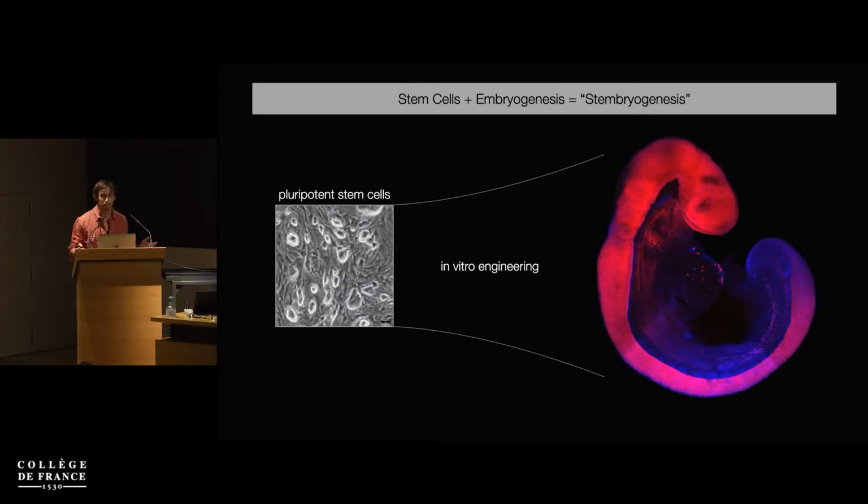So what is Stembryogenesis, and why do I call the process of generating these in vitro structures Stembryogenesis? This is because it's a portmanteau of stem cells and embryogenesis, because what we do in the lab, and what you have heard about this morning, is that we take these pluripotent stem cells and we in vitro engineer them into organoids that look like an embryo, or at least part of an embryo. And this is, as you know, a very rapidly evolving field.